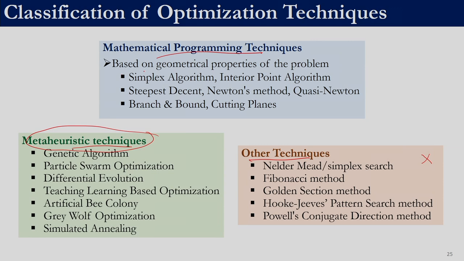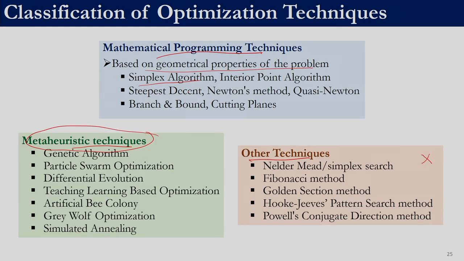Mathematical programming techniques are based on geometrical properties of the problem. So the algorithms themselves are designed taking into account the nature of the problem. For example, for a linear programming problem, we have something called the simplex algorithm. That explicitly exploits the fact that the objective function and the constraints are linear in nature, right? Similarly, nonlinear programming makes use of the nature of the function to design the algorithm. Some of the nonlinear programming techniques are steepest descent, Newton's method, and quasi-Newton method. For integer programming problems, we have branch and bound and cutting planes, right?